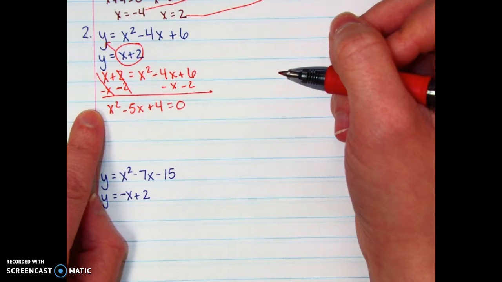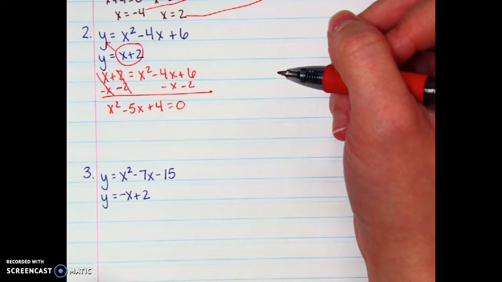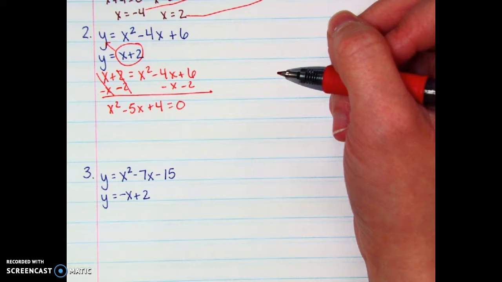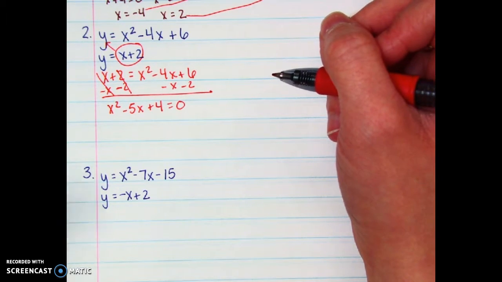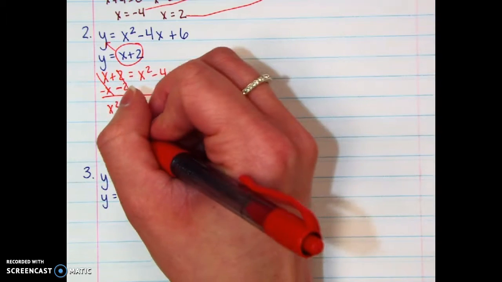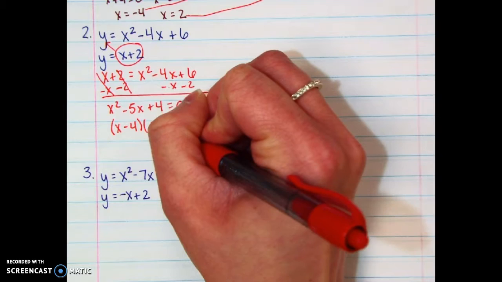You could put the 0 equals at the front if you want to. I just like it better this way. Now you can choose to either factor it, complete the square, or do the formula. I'd recommend either doing factoring or the quadratic formula. Those are the two main ones that you're going to use. In this case, I can factor it to x minus 4 and x minus 1.